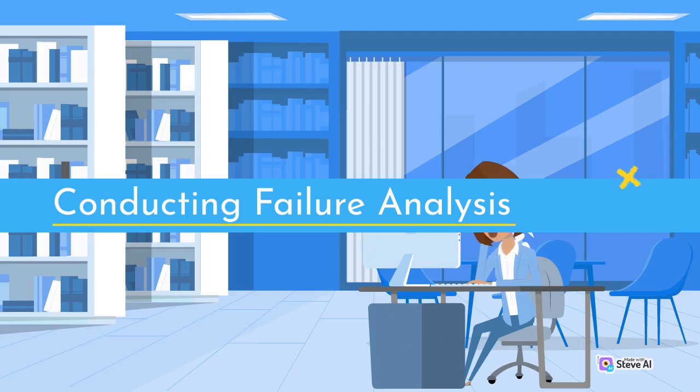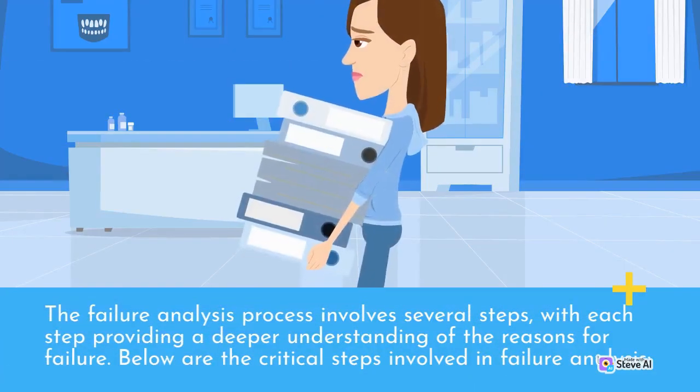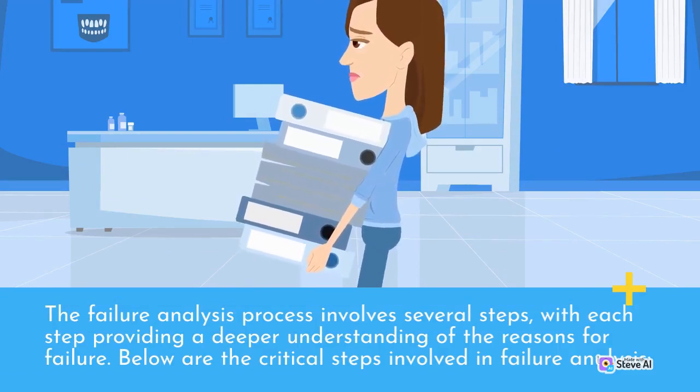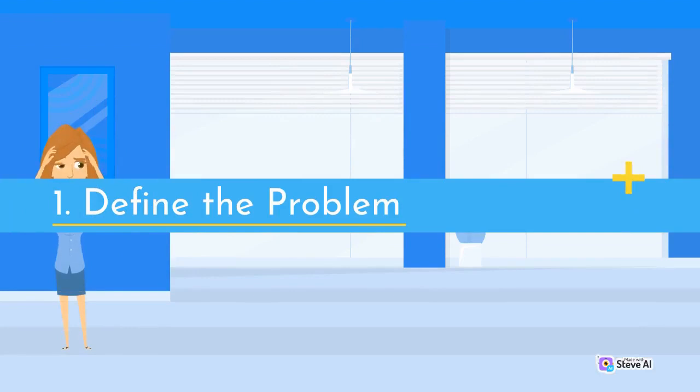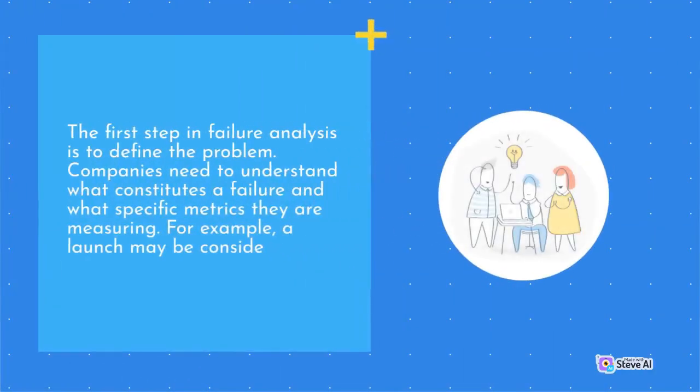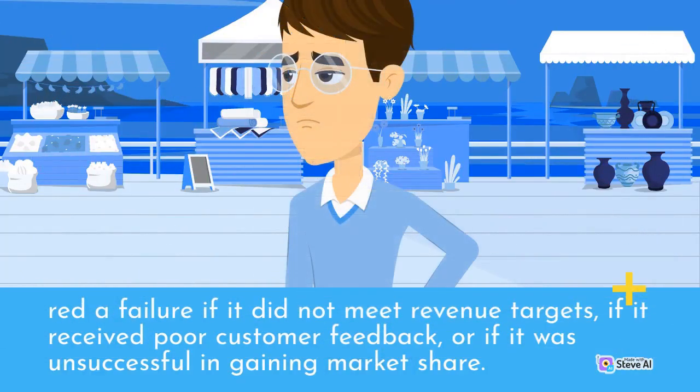Conducting failure analysis. The failure analysis process involves several steps, with each step providing a deeper understanding of the reasons for failure. Below are the critical steps involved in failure analysis. 1. Define the problem. The first step in failure analysis is to define the problem. Companies need to understand what constitutes a failure and what specific metrics they are measuring. For example, a launch may be considered a failure if it did not meet revenue targets, if it received poor customer feedback, or if it was unsuccessful in gaining market share.